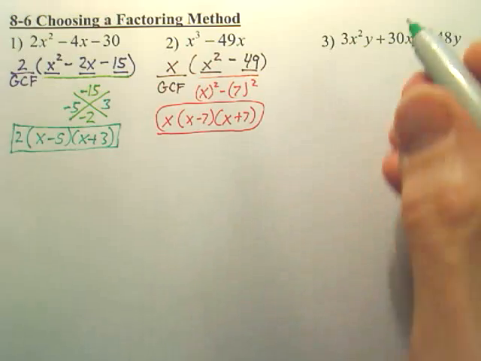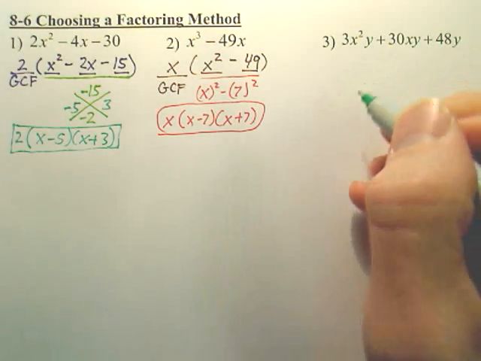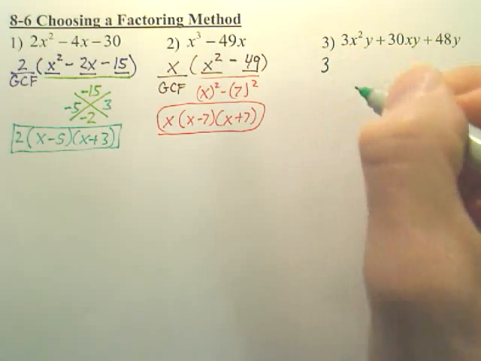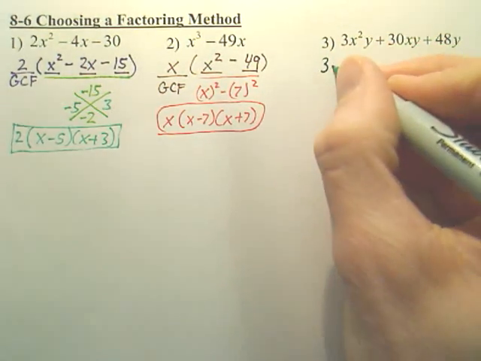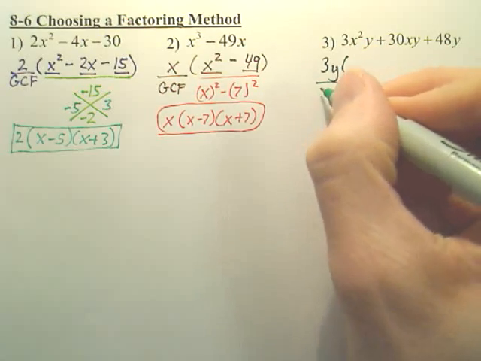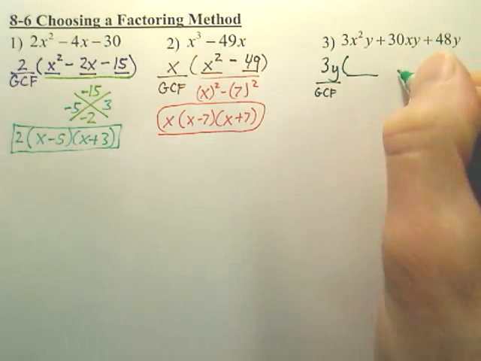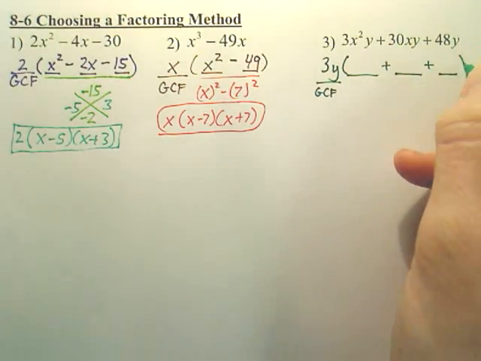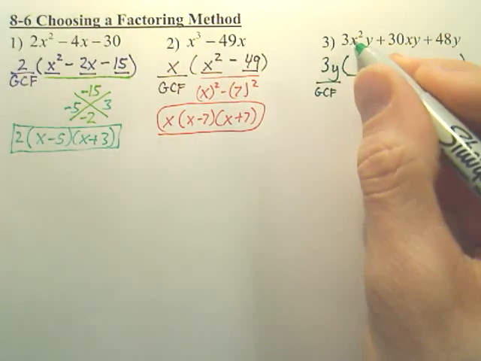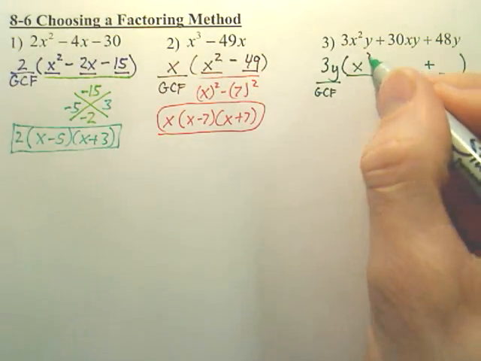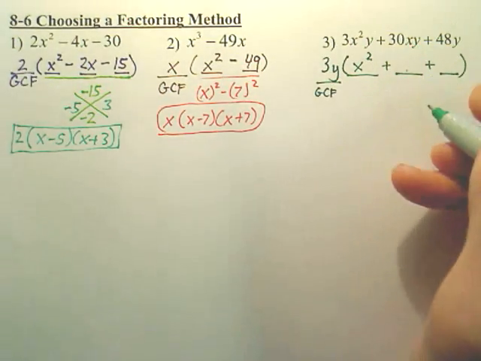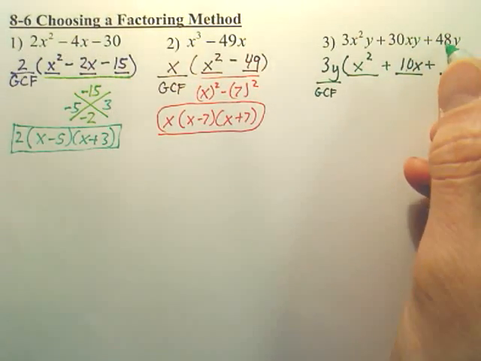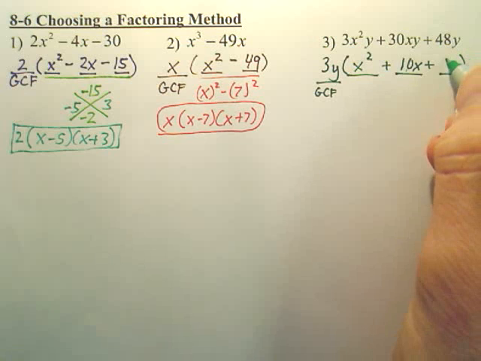Last one. Is there a greatest common factor? Well, I noticed 3 goes into all of those. That's cool. So we pull out a 3. I actually also see a y. So my GCF is 3y. These are both pluses. 3y times what gives you 3x squared y? Looks like x squared. 3y times what gives you this? Looks like 10x. And 3y times what gives you 48y? I believe that's 16.